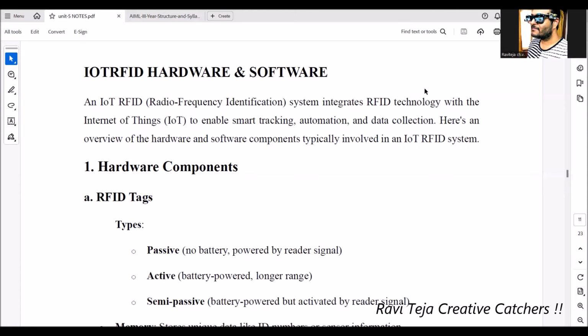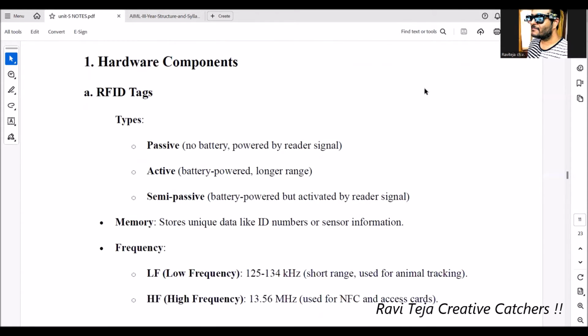Coming to the hardware components, first we have RFID tags, and the types of RFID tags are passive. Passive means it does not require any kind of battery, and it is generally powered by the reader signal through electromagnetic waves. The second type is the active type, which has a battery through which it is powered up and is majorly used for long range wireless communication. And coming to the semi-passive, as the name indicates, it is powered by the battery, but activated by the reader signal using electromagnetic waves.